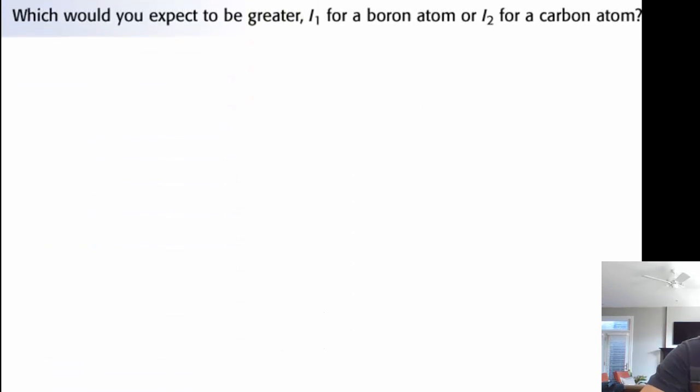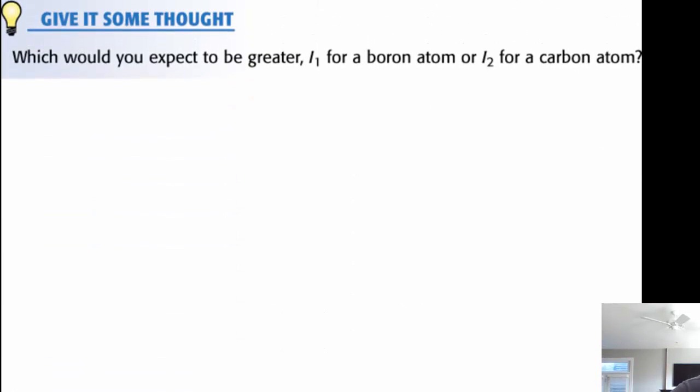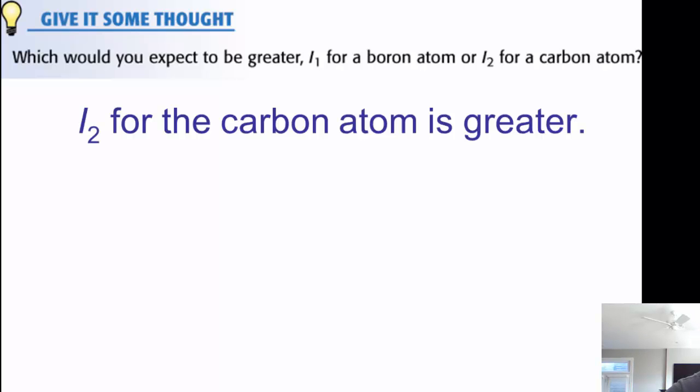Next, would you expect a greater ionization energy for the first ionization energy for boron or the second ionization energy for a carbon atom? The second ionization energy for a carbon atom is actually greater. One reason you might look at this is if you think of boron. Boron is 1s2, 2s2, then 2p1. And so this is the electron that's removed for the boron.